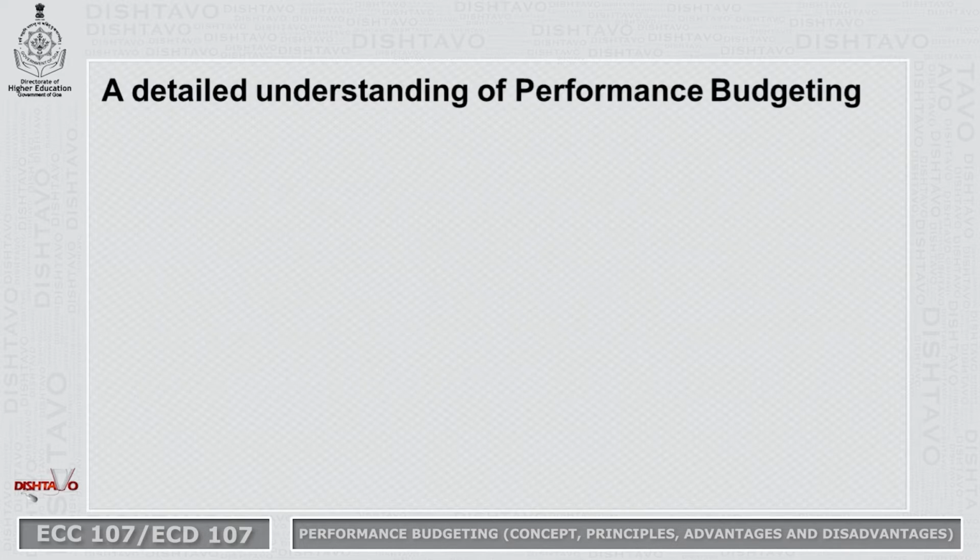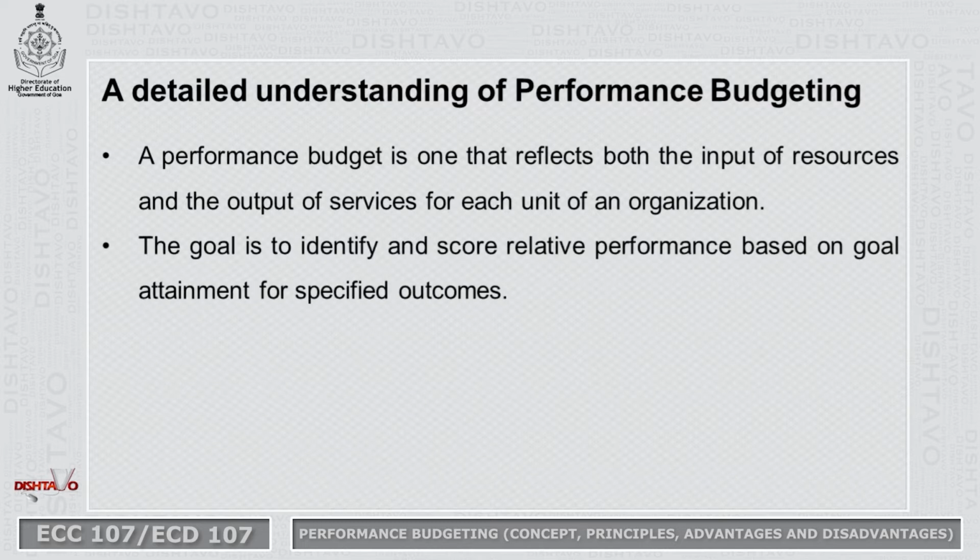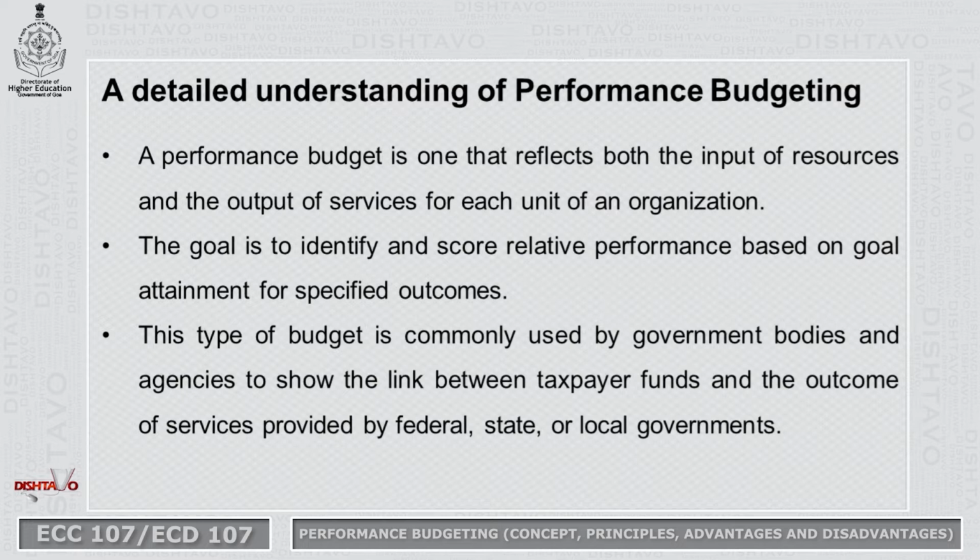Now let us get a detailed understanding of performance budgeting. A performance budget is one that reflects both the input of resources and the output of services for each unit of an organization. The goal is to identify and score relative performance based on goal attainment for specified outcomes. This type of budget is commonly used by government bodies and agencies to show the link between taxpayer funds and the outcome of services provided by federal, state, or local governments.